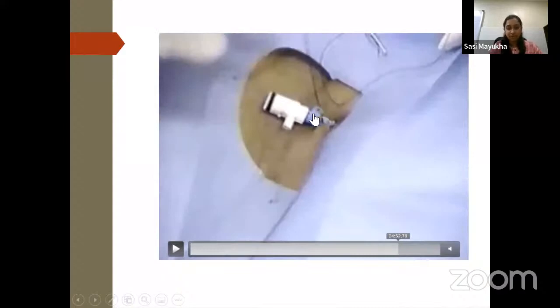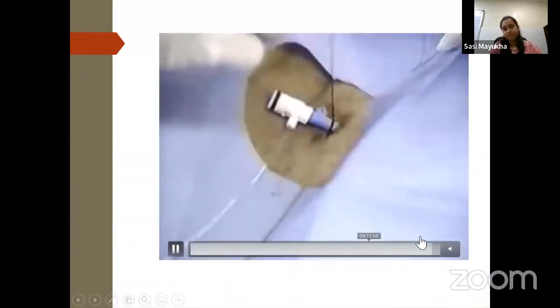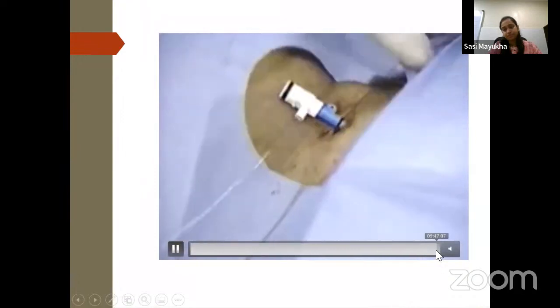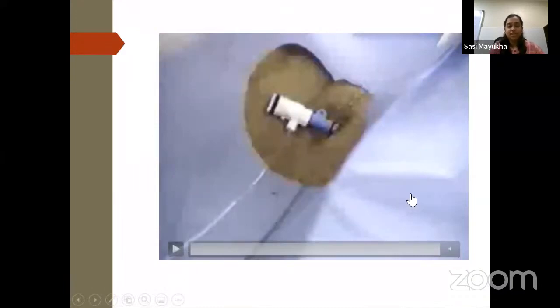After which suturing has to be done. Both the sides suturing has to be done. See, tight suturing has to be done 1, 2, and 3. All these suturing has to be done. After the suturing is done, a sterile dressing has to be placed.